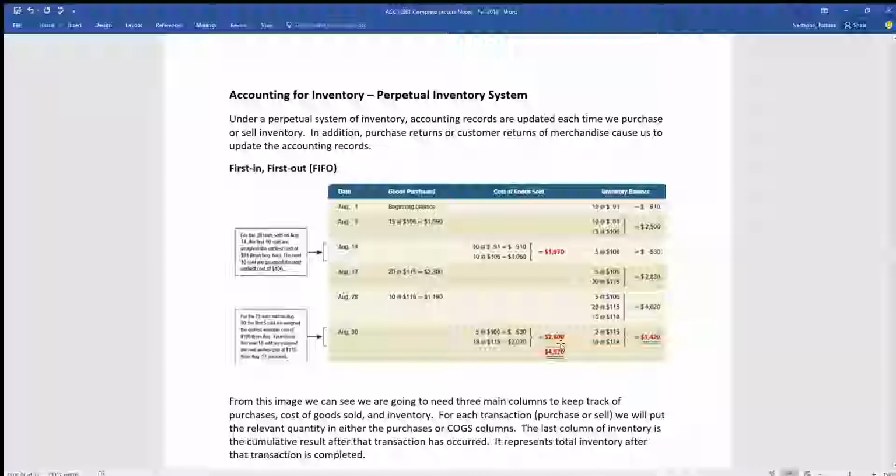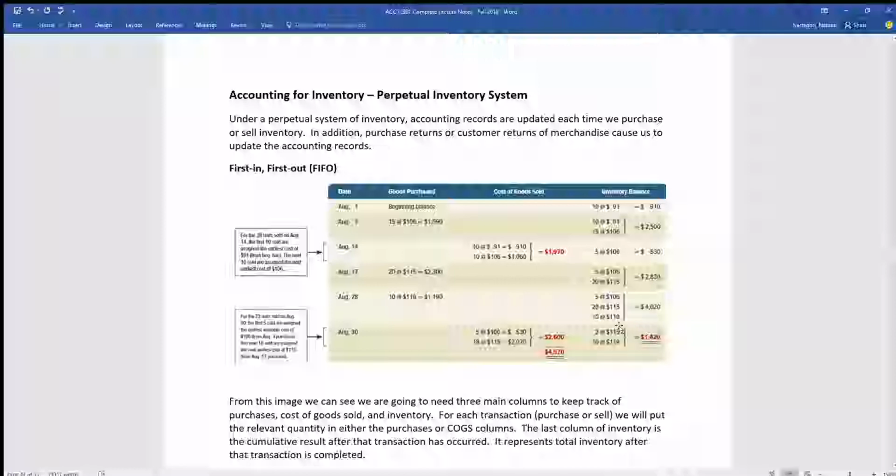Now, you're going to be asked, one, what is my cost of goods sold for the month of August? Well, all I'm going to do is take these two totals and add them together. This gives me 4,570 for my cost of goods.